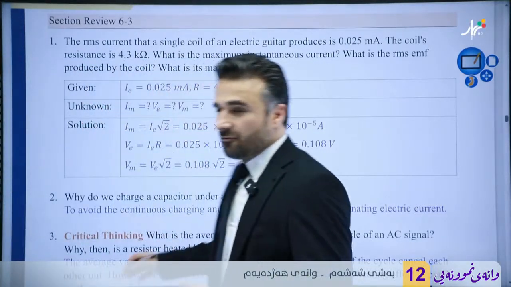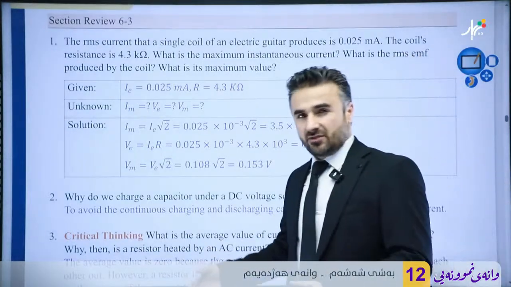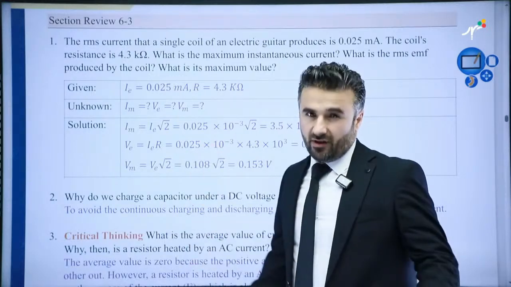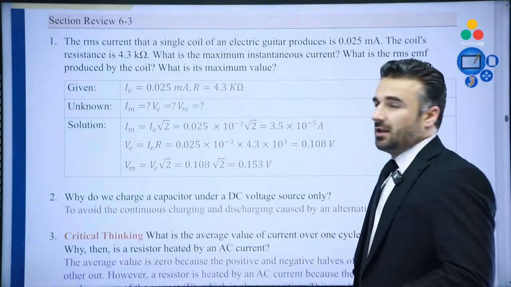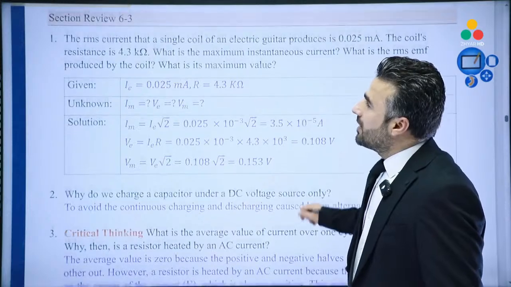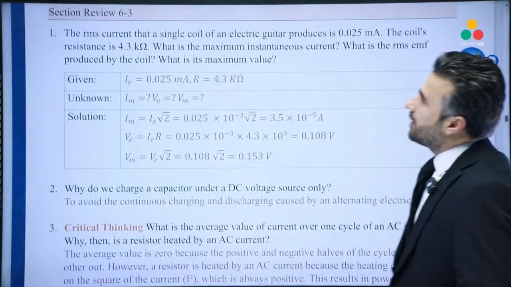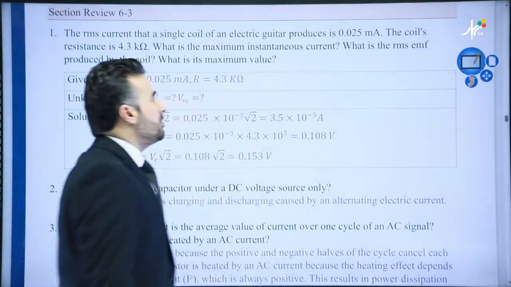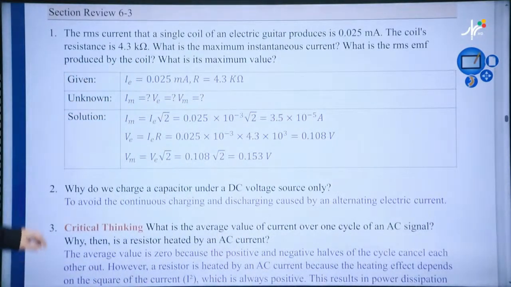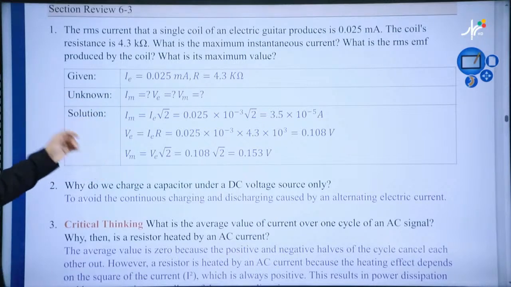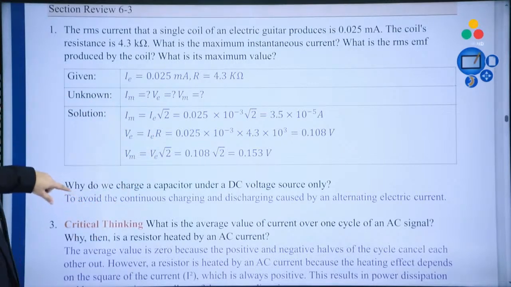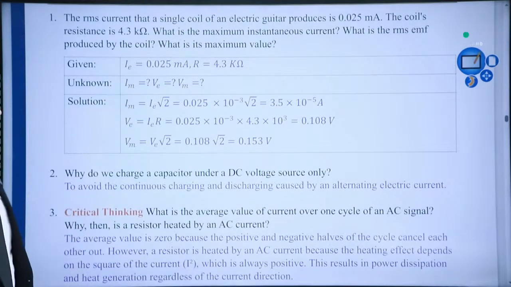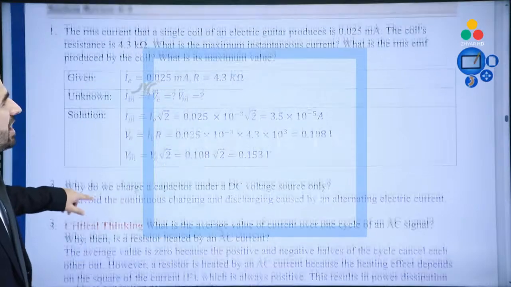After talking about transfer efficiency, we end up at the section review for chapter 6, section 3. It says the root mean square current that a single coil of an electric guitar produces is 0.025 milliamperes. The coil's resistance is 4.3 kilo ohms. What is the maximum instantaneous current? What is the root mean square electromotive force produced by the coil, and what is its maximum value as well?